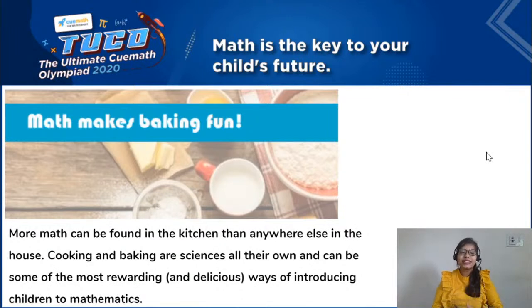So as all of you can see, math makes baking fun. Now, how is this possible? Well, I'm sure that all the mothers out there who are watching these sessions, all the teachers, and everybody who's been to the kitchen and is very fond of cooking or baking, must be understanding this quote very well. Math makes baking fun. How is that so? Can anybody give me some examples on how you relate your baking to math?